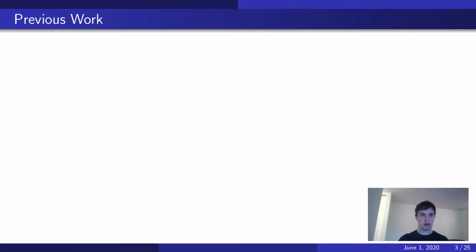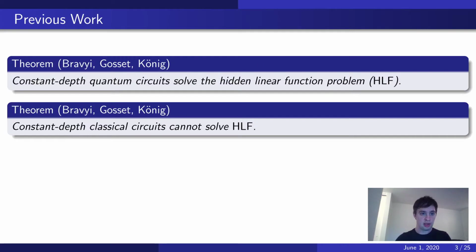So what's already known about these shallow quantum circuits versus shallow classical circuits? Well, the work to look at there is Bravyi, Gosset, and König 2018. They introduced what they called the hidden linear function problem, and we'll see more of that on the next slide. But the result was that constant depth quantum circuits solve this problem, yet constant depth classical circuits do not. So we've got this fair comparison between constant depth quantum and constant depth classical, and we get a quantum advantage.